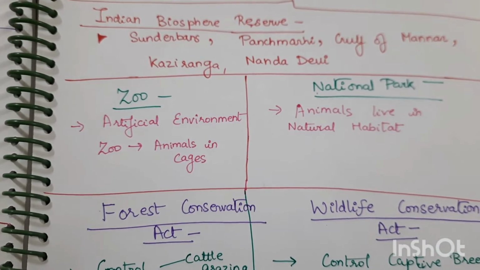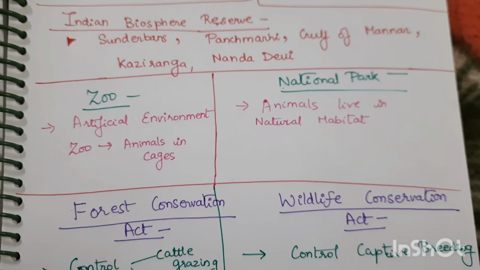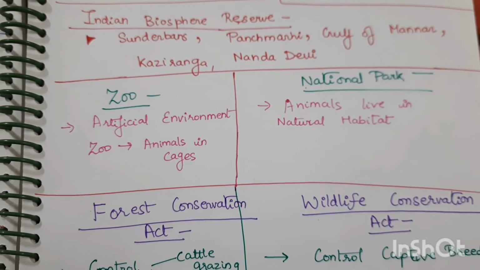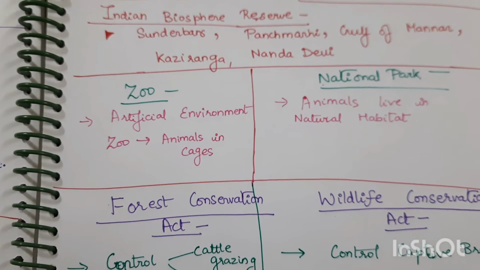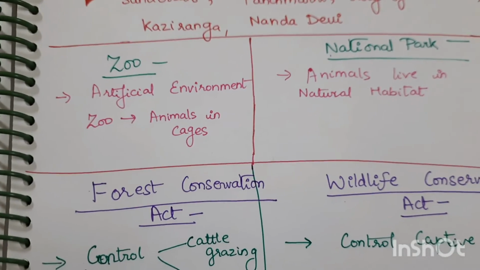Zoo and National Park, what is the difference between the two? A national park is a place where the animals live in a natural habitat, and a zoo is a place where an artificial environment is created and animals are kept in cages.